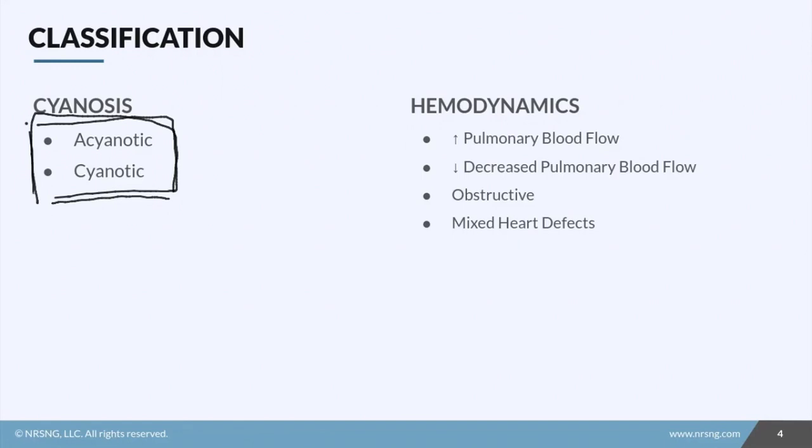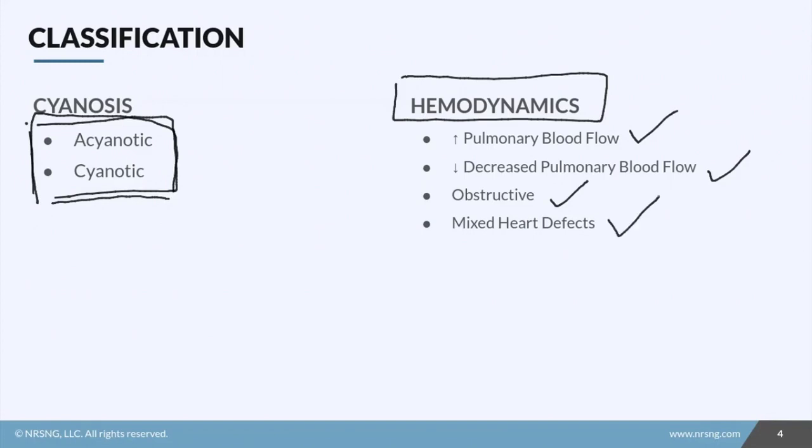The more helpful way to classify or to think about heart defects is to think about hemodynamics. And what I mean by hemodynamics is just the way the blood is moving. So we're going to talk about each of these heart defects and classify them according to how they impact the way that blood is moving through the heart. And there are 4 different categories that we're going to look at. So heart defects can cause an increase in pulmonary blood flow. It can cause a decrease in pulmonary blood flow. It can obstruct the flow of blood, or they can actually depend on the mixing of blood.